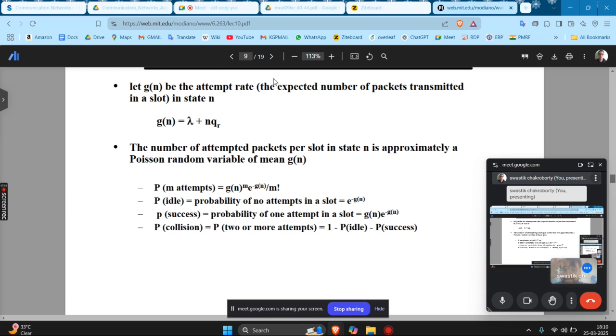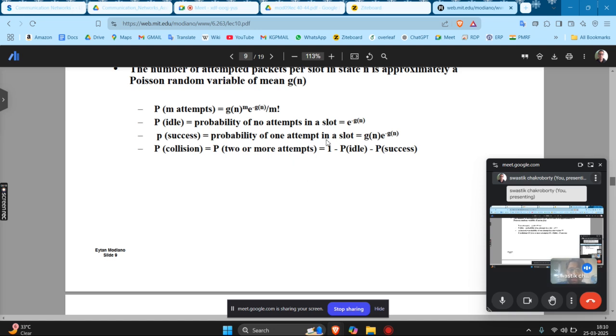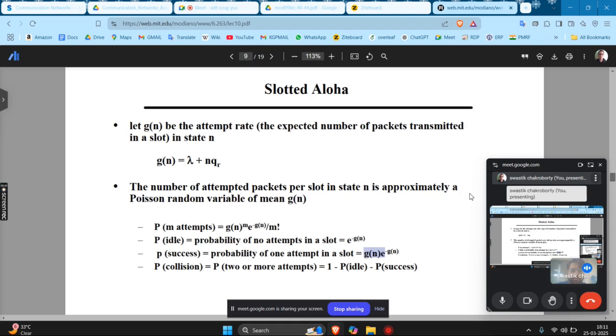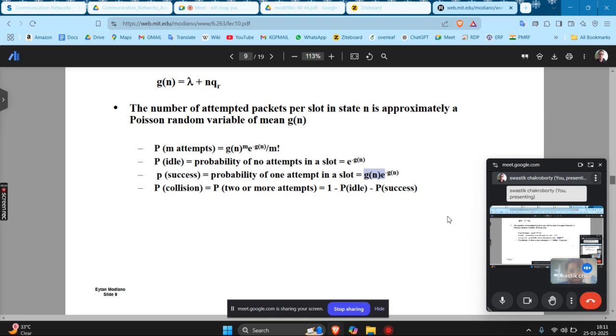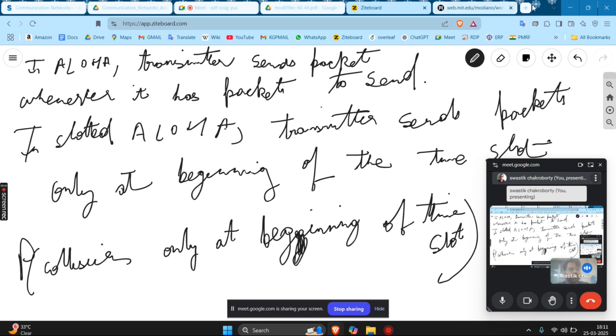Here we see that Gn is the attempt rate, that is, the expected number of packets transmitted in a slot in state n. State n means there are n systems who want to send some packet. Then the attempt rate is given as lambda plus nqr, where q is the number of packets already in queue. From here we can see that the probability of success is g to the power minus g, where gn is the offered traffic or attempt rate. We have done this already in the previous chapter.